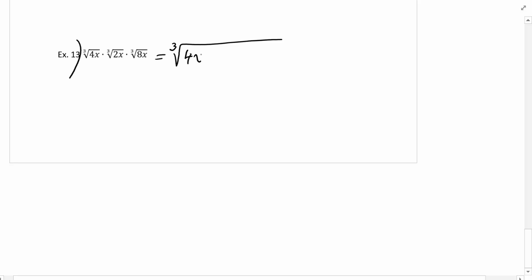Actually, I want to do one more. So this example 13 has cube root of 4x times cube root of 2x times cube root of 8x. So individually, I cannot do much about them, but if I write a longer cube root and I put them together, I get 4x times 2x times 8x. And then if we multiply them, we get 4 times 2 times 8, that's 64. And then x times x times x, that's x cubed.